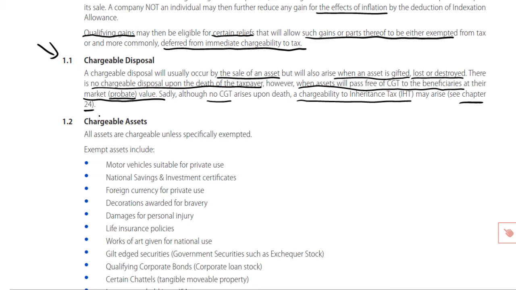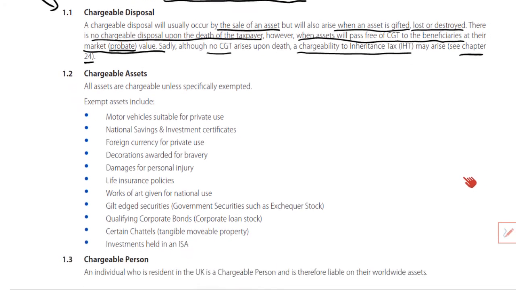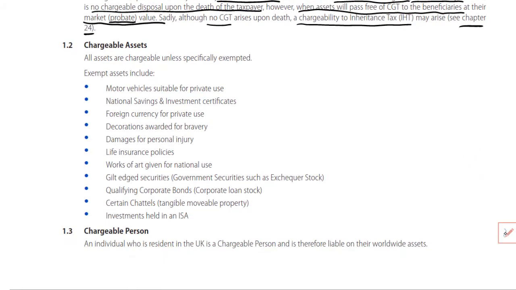Do you just pocket them, which will give rise to a gain, or do you use those proceeds and reinvest in buying a replacement asset to the one destroyed or lost? More of that later. So, chargeable disposal of a chargeable asset. We've got a fabulous definition of a chargeable asset. That is, all assets are chargeable unless they are specifically exempted. Now, the typical exempt assets that we see and that you need to be aware of.